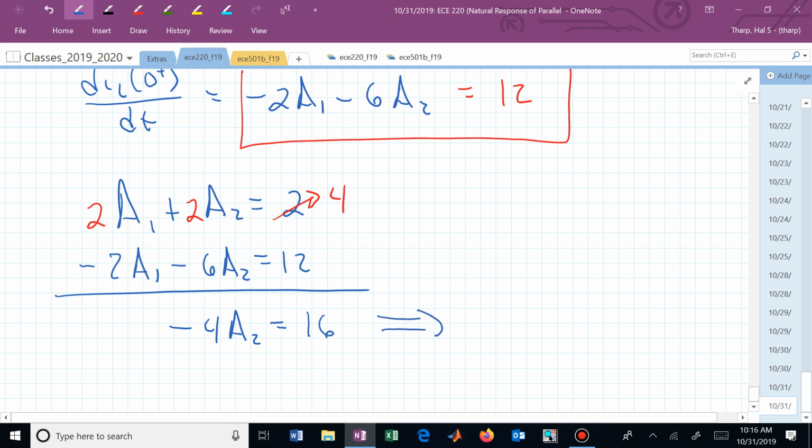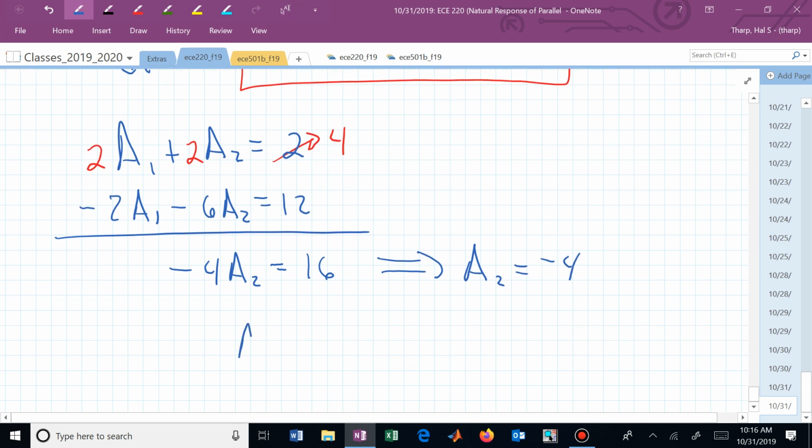I now know a sub 2 is minus 4, and a sub 1 was 2 minus a sub 2 from the very first equation. So a sub 1 is now 6.